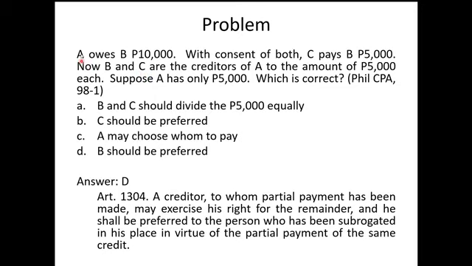Pero suppose daw si A may 5,000 lang, sinong preferred between B, C? O sinasabi ng 1304, between the original creditor and a third person who is subrogating his right, preferred pa rin ang original creditor. Kaya dito, ang lalabas na sagot is letter D. B should be preferred. Kaya sabi nga ng 1304, a creditor to whom partial payment has been made may exercise his right for the remainder, and he shall be preferred to the person who has been subrogated in his place in virtue of the partial payment of the same credit. Okay?